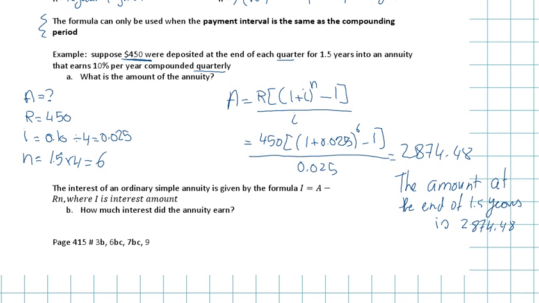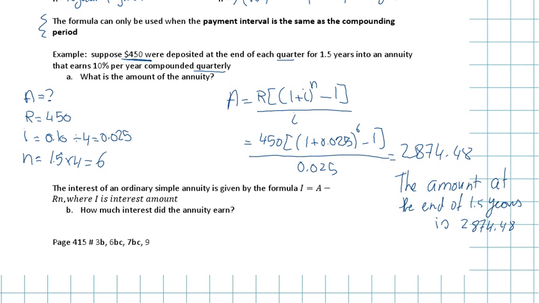The question is, how much interest was actually earned? So how much interest did the annuity earn? How do you do that? What was the scenario? Just one 450? No. It was quarterly, so it was 4 times a year. So 450, 6 times altogether.